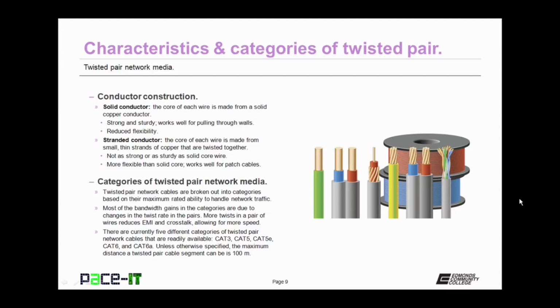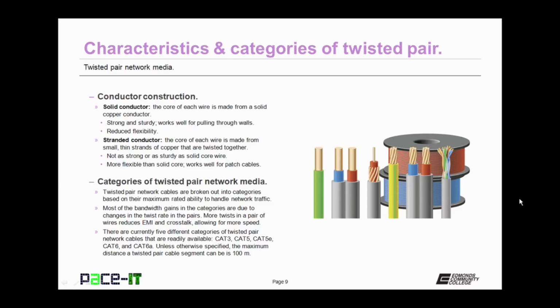Now let's move on to categories of twisted pair network media. Twisted pair network cables are broken out into categories based on their maximum rated ability to handle network traffic. Most of the bandwidth gains in the categories are due to the changes in the twist rate in the pairs. More twists in a pair of wires reduces EMI and crosstalk, allowing for more speed across that pair. There are currently 5 different categories of twisted pair network cables that are readily available. There's Cat3, Cat5, Cat5e, Cat6, and Cat6a. Unless otherwise specified, the maximum distance a twisted pair cable segment can span is 100 meters.